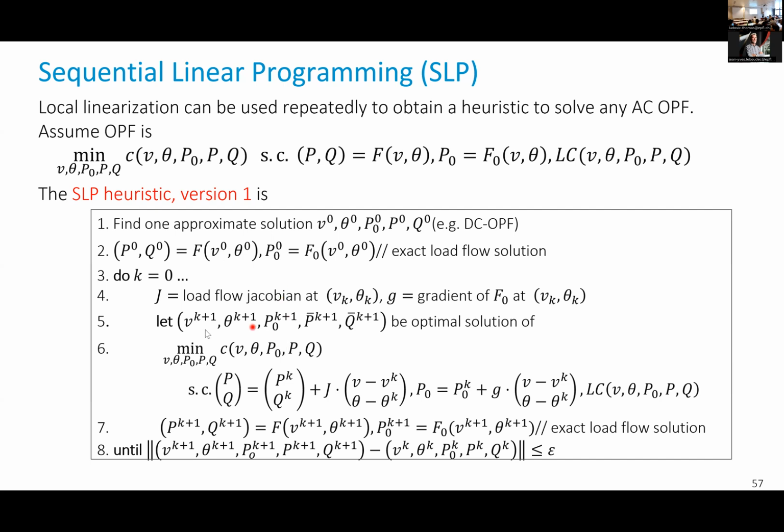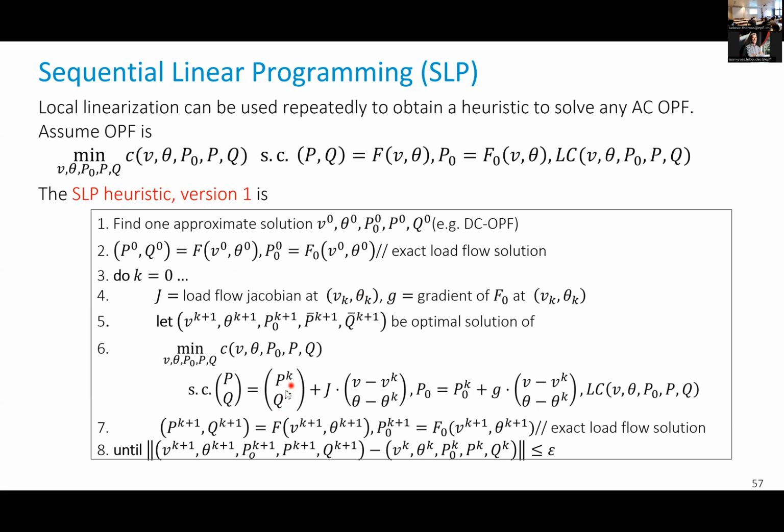So I need to minimize some function of the grid here. I start with some initial value, P0, Q0, those are the power injections, V0, theta 0. So the 0 in superscript means the index of the iteration, not the slack bus here. And those are the grid equations in here, polar coordinates for the grid state here. I compute the load flow Jacobian at the point that I have, so initially at my value here. Also the Jacobian, the gradient for the power at the slack bus here. And I solve this problem.